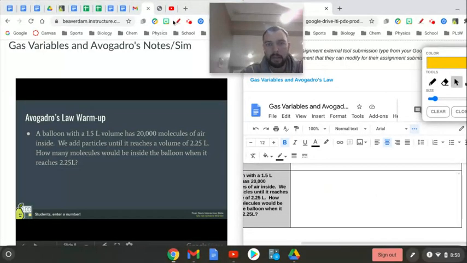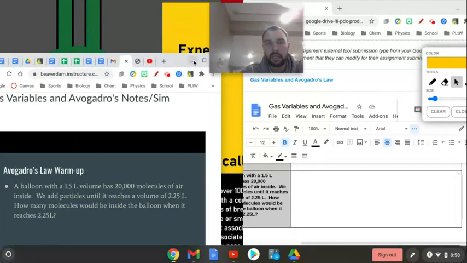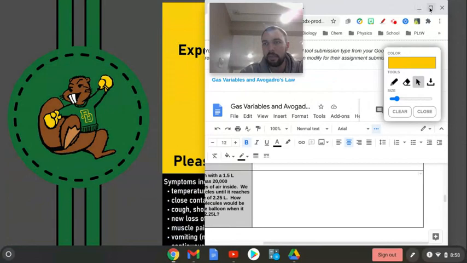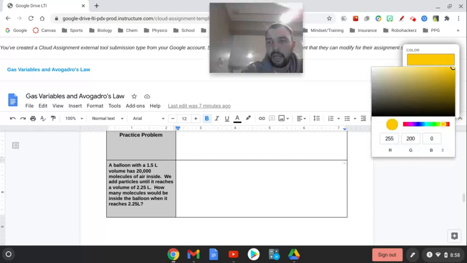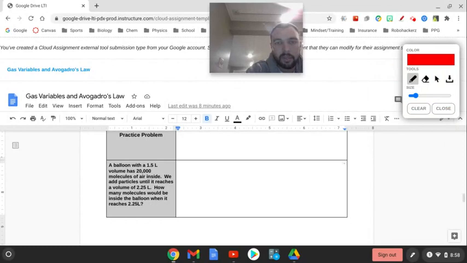Okay, one more problem, and it's right here. So I'm going to just minimize this and make this a little bit bigger so I have a little bit more room when I'm writing the math out here. Okay, I'll go back to red. All right, a balloon with a 1.5 liter, okay, so that's my volume, has 20,000 molecules of air inside.